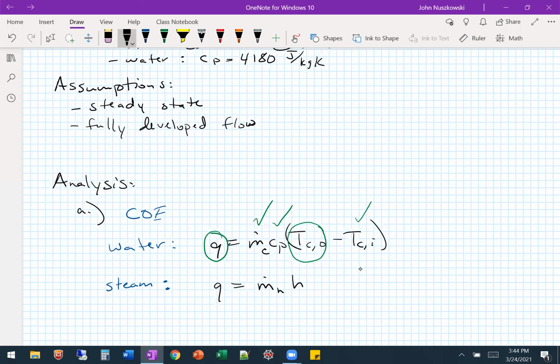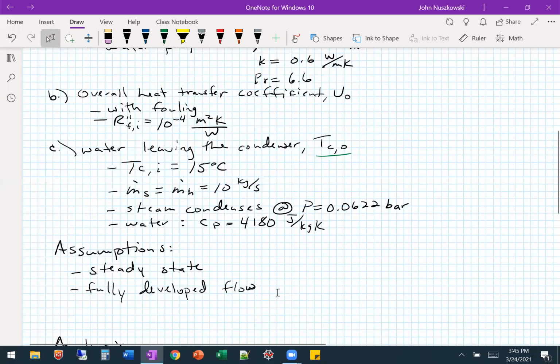So we just take h_fg, which is h_g minus h_f. Okay, so that's sat vapor. That's our sat liquid. I know everyone took thermo and would like to forget it, but it comes back to haunt us, right? All right, so then they gave us the mass flow rate of the hot side, the steam, okay?